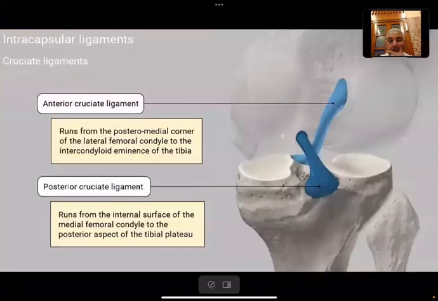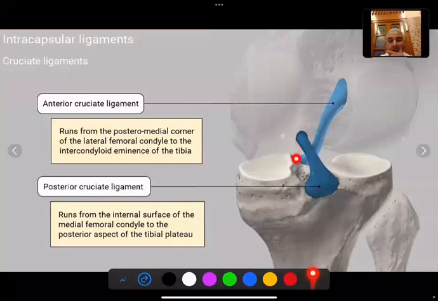This is a diagram showing the anterior cruciate ligament, which arises from the anterior aspect of the intercondylar notch and passes upward, laterally and posteriorly to insert on the posterior aspect of the medial aspect of the lateral condyle. And this is the posterior cruciate ligament, which arises from the posterior aspect of the intercondylar notch and passes upward, medially and anteriorly to insert on the anterior aspect of the lateral part of the medial condyle.